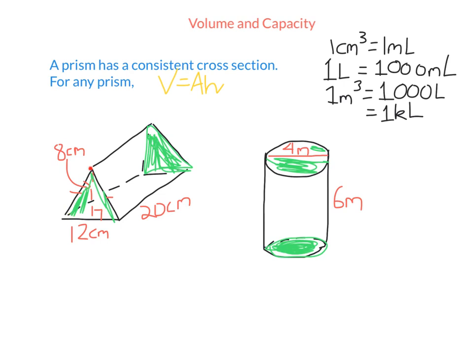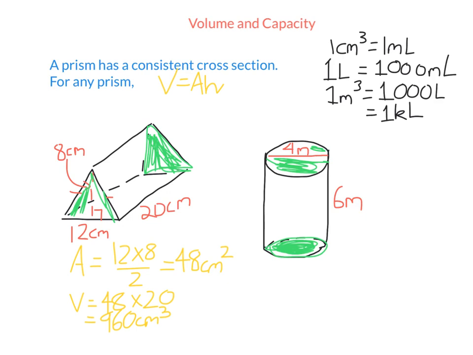So, the volume of this triangular prism: I find the area of the base, so the area of a triangle, base times perpendicular height divided by 2. So that gives me 48 centimeters squared. That's the area of the triangular base. So the volume is just the area of the base times the height of the prism. So it's 960 centimeters cubed. So that is the volume.